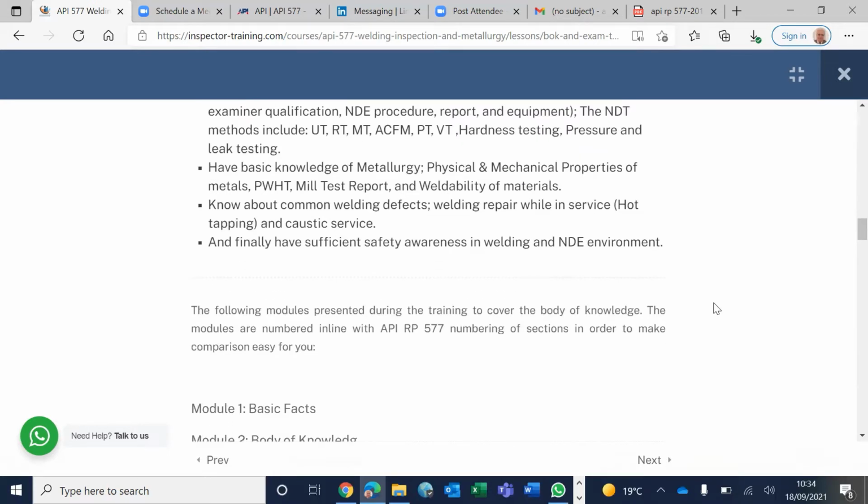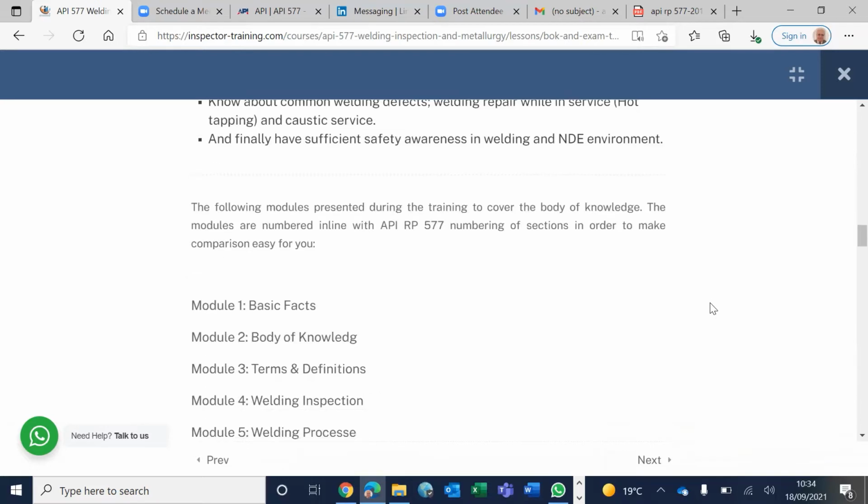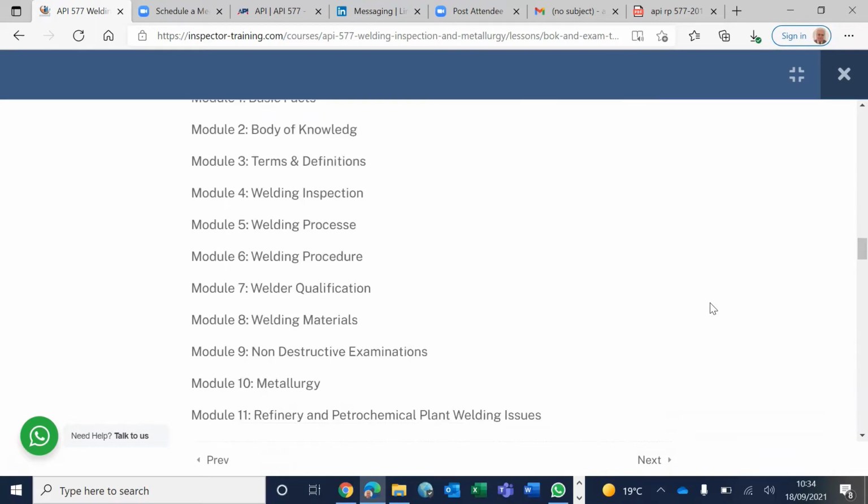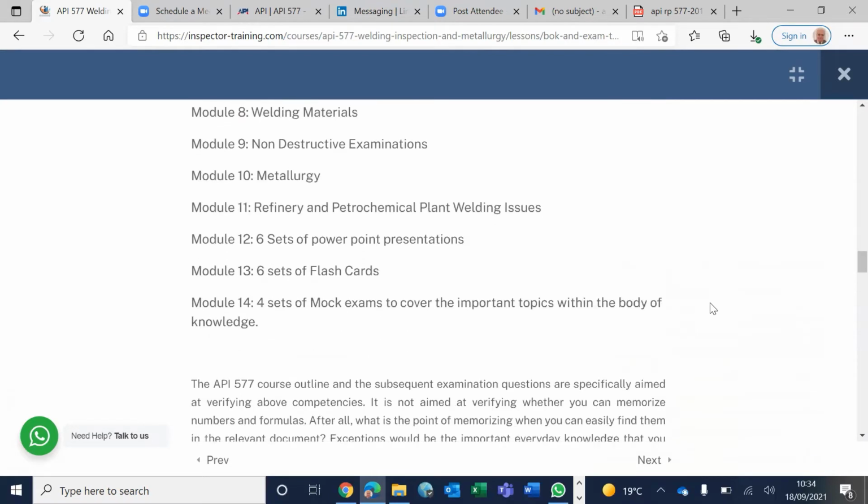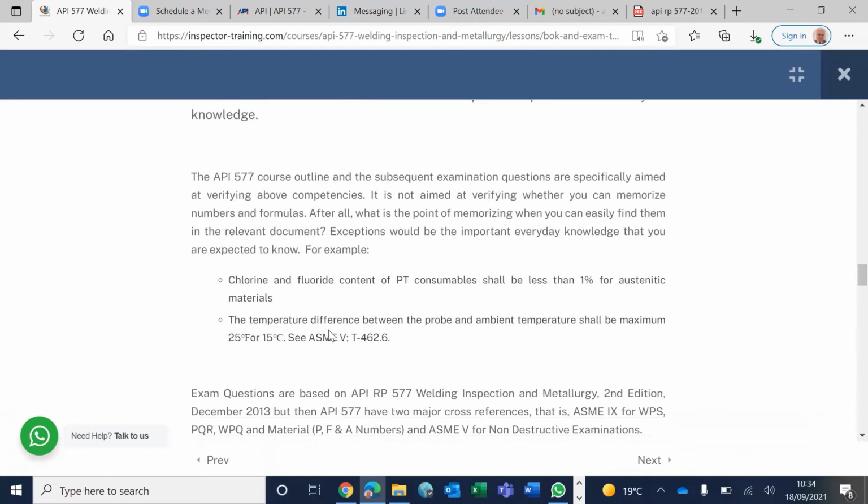And then know about common welding defects, for which we have brought an extensive PowerPoint presentation. You can see it when you buy our course. So these are what each module is, and you can see this in our course overview.